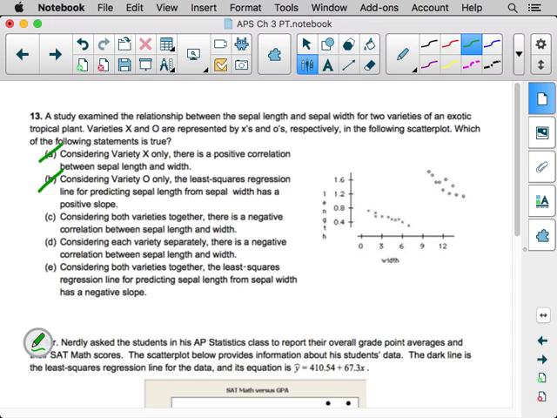C, considering both varieties together, there is a negative relationship. Now, here's where it gets more interesting. If these were just dots, if these were not X's and O's, wouldn't the line actually probably do something like that? Right? So is C true? No, it's not. Considering each variety separately, there's a negative correlation between them. It's D. Considering them separately from each other, they're both negative, right? But considering them together, they're not negative.